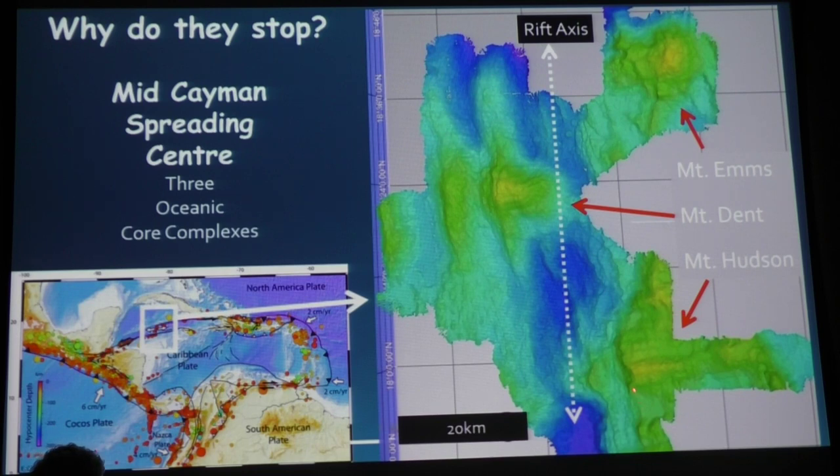And if you look carefully at this one, it's got a big valley going through the end of it. What we think this is, and I'll show you some pictures in a minute, is the thing being decapitated, and this is how they end. So let's look at the next slide.